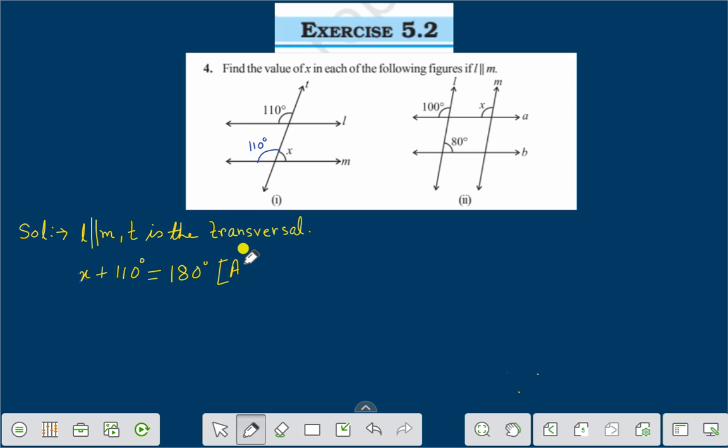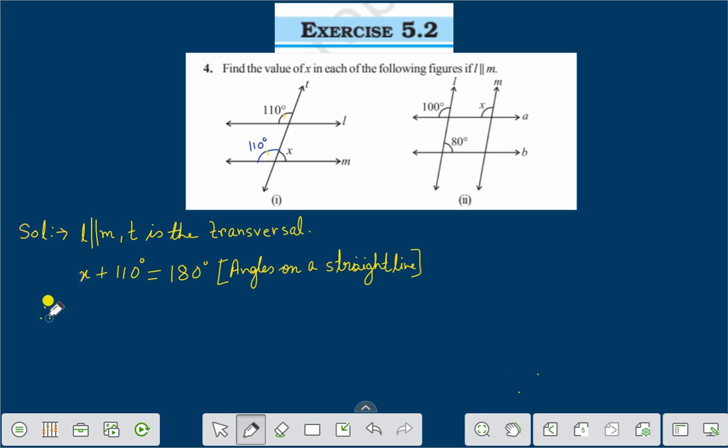Angles on a straight line. That is, x plus 110 degrees is equal to 180. Here you see this 110 is equal to 110 degrees. Why? Because this angle and this angle are corresponding angles. Now x plus 110 degrees is equal to 180 degrees.